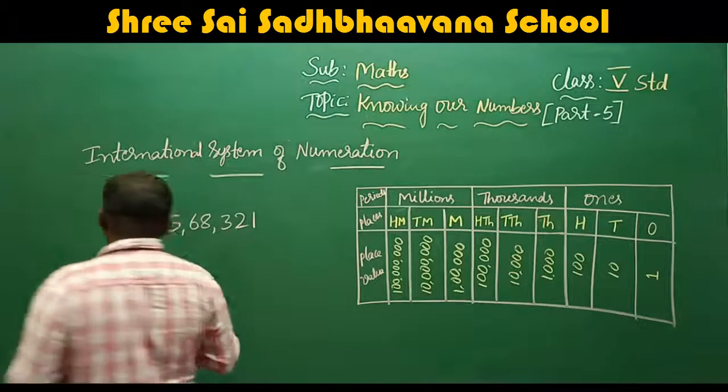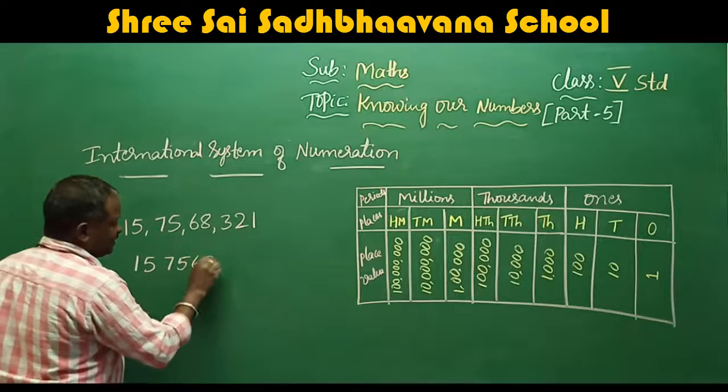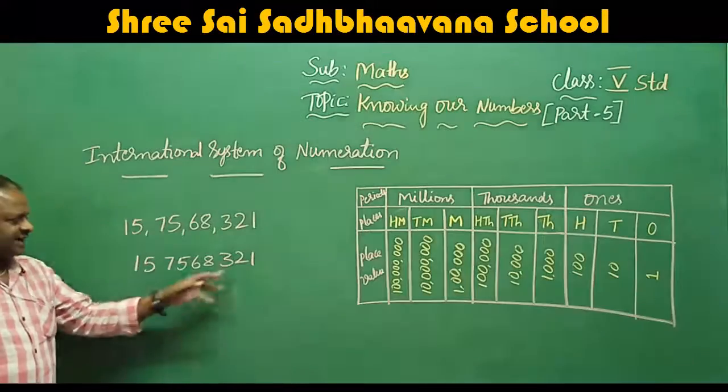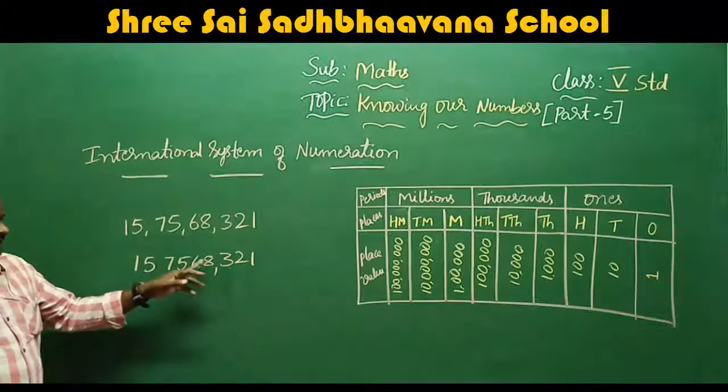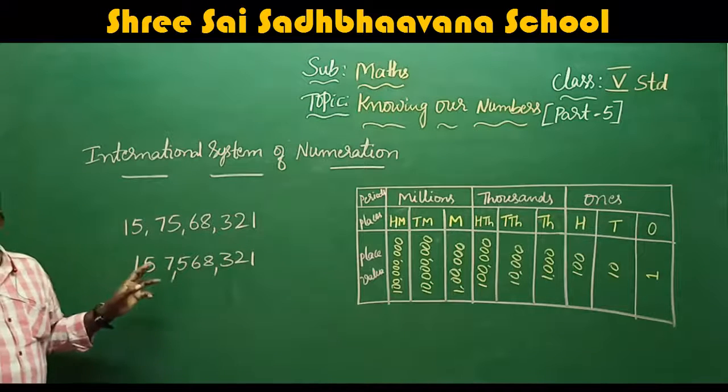Here they follow a different system. If you write the same number, first unit, 10, 100, 1000, 10,000, 100,000, million.